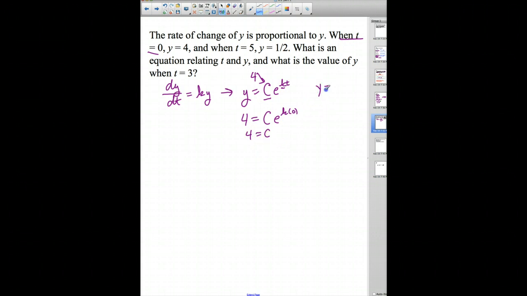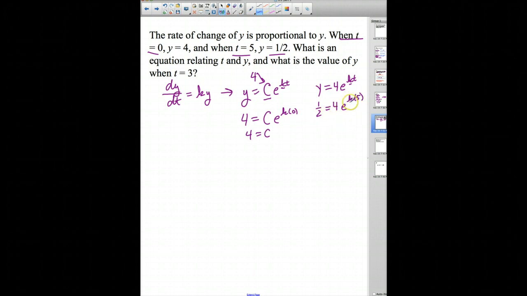So now our equation looks like this. Y equals 4 e to the kt. We still have to find k. So let's use this other information. When t is 5, y is 1/2. So let's plug 1/2 in for y, and then t is 5. So now we have 1/2 equals 4 e to the 5 times k.